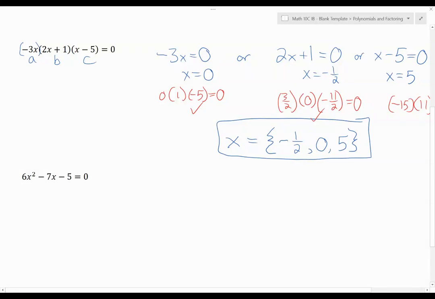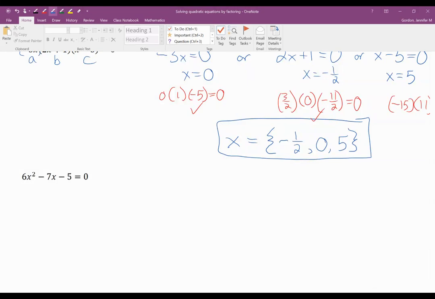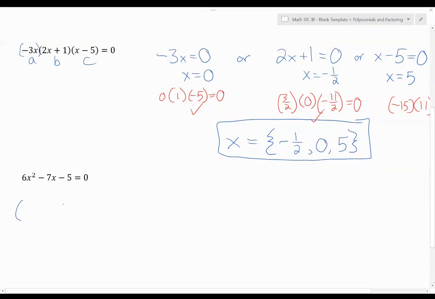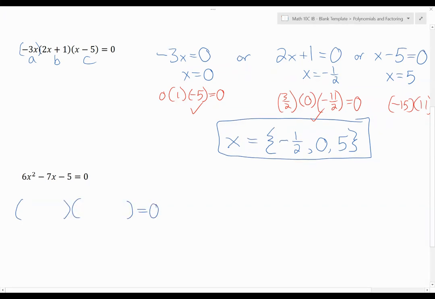Something minus something else would equal 0. However, if I factor this polynomial, then what I'm doing by factoring is expressing it as a product. So when I factor this polynomial, I'm looking for two linear factors that multiply together to give me this 6x squared minus 7x minus 5.